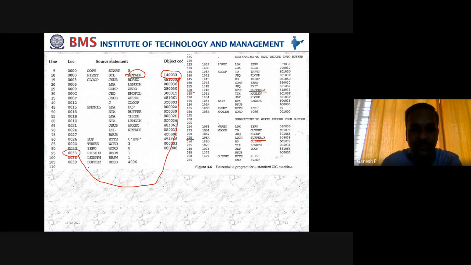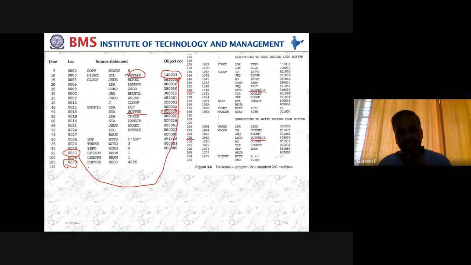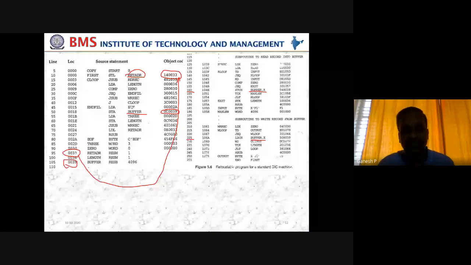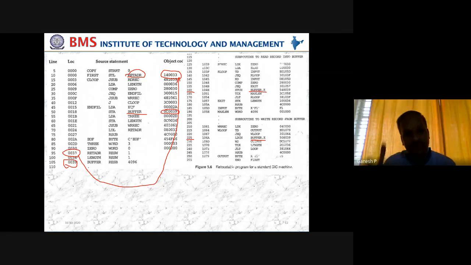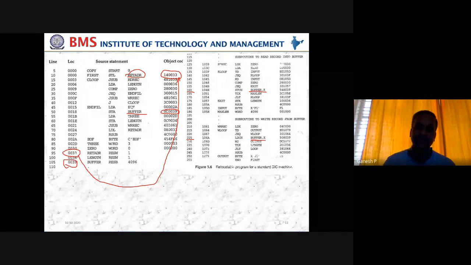Let us take another one. So buffer. What is buffer here? Buffer is having 0039. So 0039 is directly used. This is an example of a direct address. This is what we have seen. That means out of these 30 instructions, 28 instructions are involving direct address. Then for every instruction of direct address involvement, we should write one modification record.